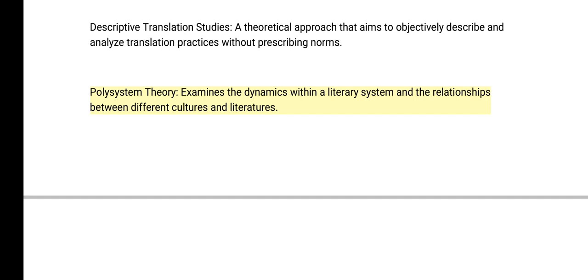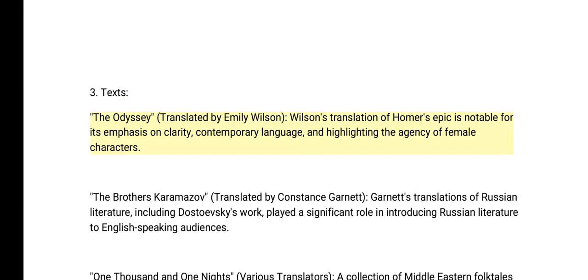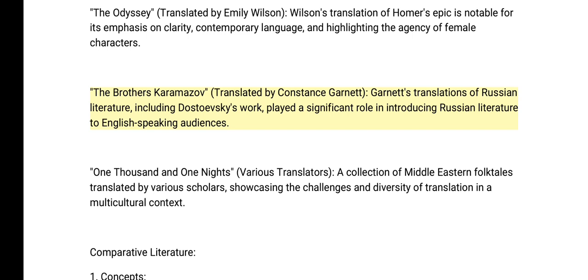3. Texts. The Odyssey, translated by Emily Wilson. Wilson's translation of Homer's epic is notable for its emphasis on clarity, contemporary language, and highlighting the agency of female characters. The Brothers Karamazov, translated by Constance Garnett. Garnett's translations of Russian literature, including Dostoevsky's work, played a significant role in introducing Russian literature to English-speaking audiences. 1001 Nights. Various translators, a collection of Middle Eastern folktales translated by various scholars, showcasing the challenges and diversity of translation in a multicultural context.